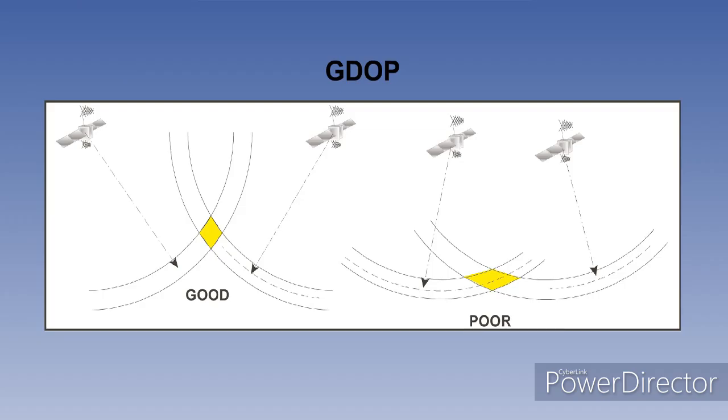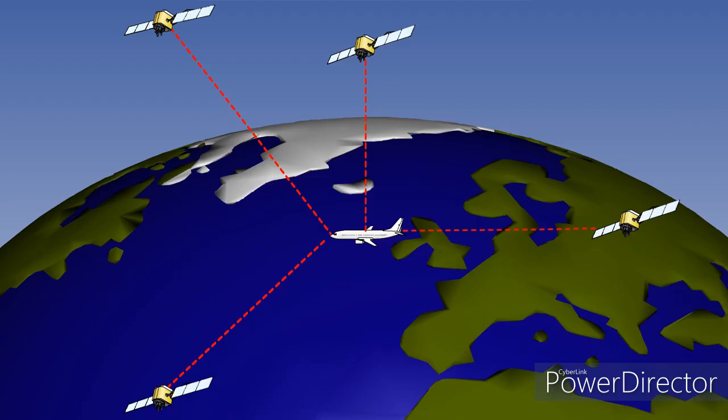Geometric dilution of precision, or GDOP, between position lines occurs when satellites are close to each other. The ideal satellite configuration for minimum dilution of precision is one satellite directly overhead and 3 others on the horizon and spaced at 120 degrees.